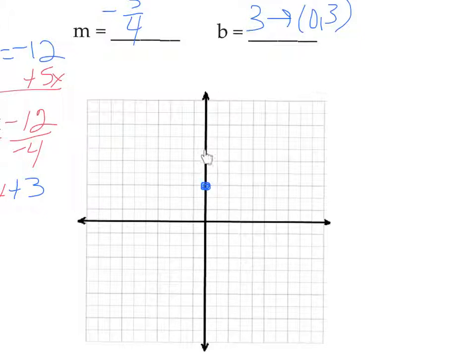So 1, 2, 3, 4, 5, 1, 2, 3, 4. Gives us another point right here, looks like. Then when we come back, I'm going to go this way. 1, 2, 3, 4, 5. 1, 2, 3, 4. Gives us another point right there. And then you can connect those points to make a line.